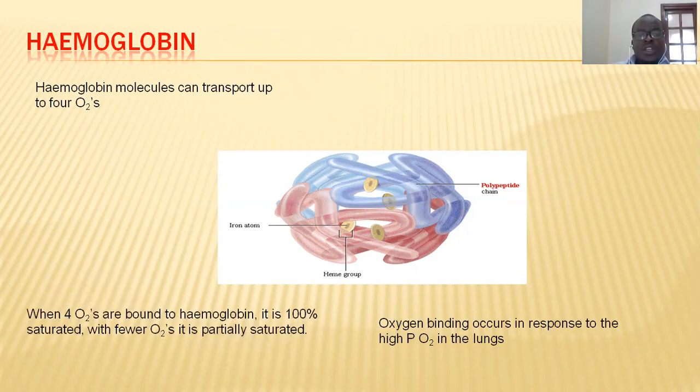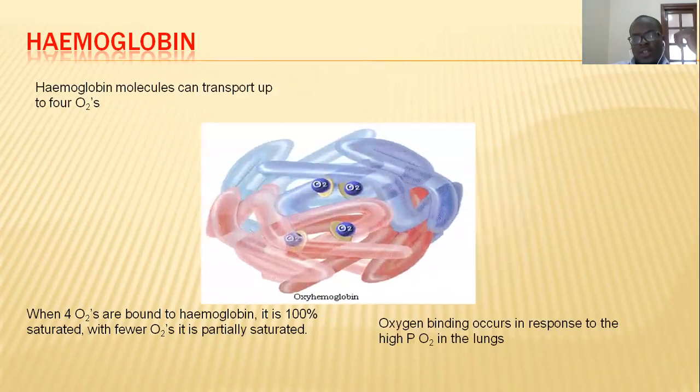When four oxygen molecules are bound to the hemoglobin, it is 100% saturated. But with fewer oxygen, it is partially saturated. Once four oxygen molecules bind to the four heme groups, that hemoglobin is saturated. It can't take up any more oxygen because its carrying capacity is maximum now. But what you need to know is there is cooperative binding of oxygen to hemoglobin. The more oxygen is binding, the greater the affinity between hemoglobin and oxygen. You need to understand that.